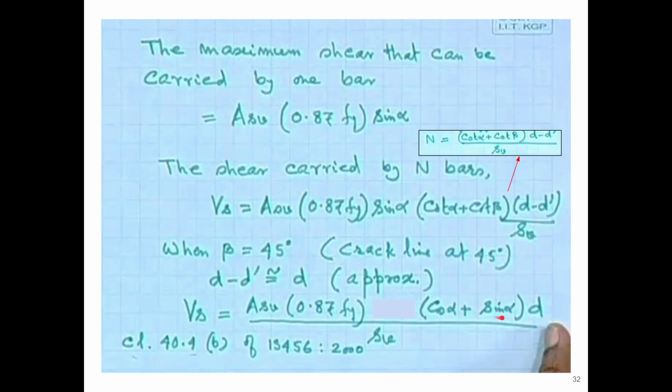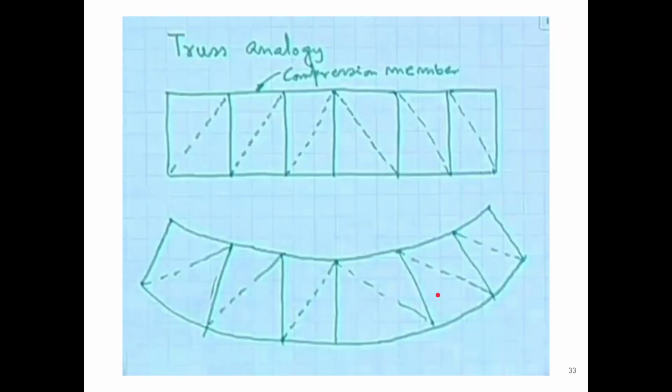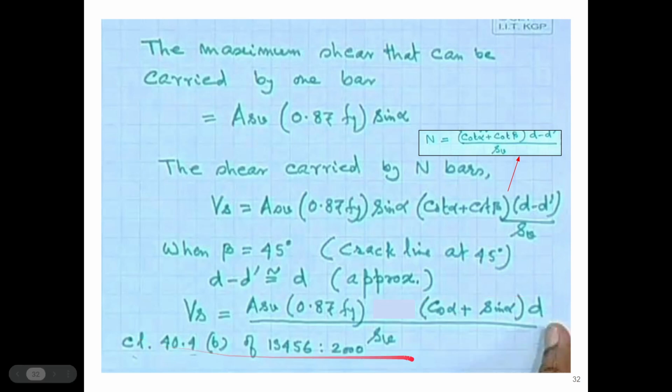So cos 90 is 0 and sin 90 is 1. So it will be Asv into 0.87 fy d by sv, for vertical stirrups. Basically this is the generalized formula you can remember, so that will take into account both the criteria.